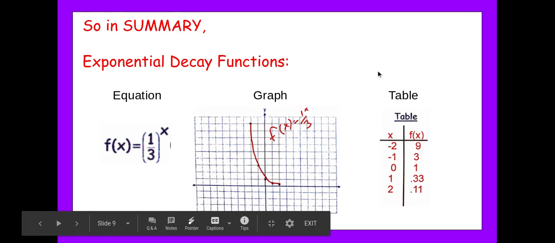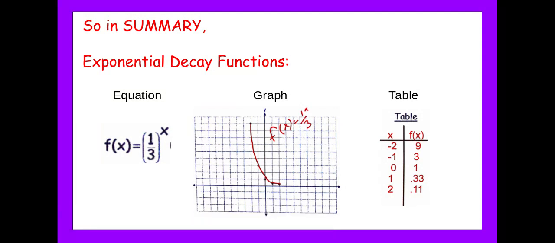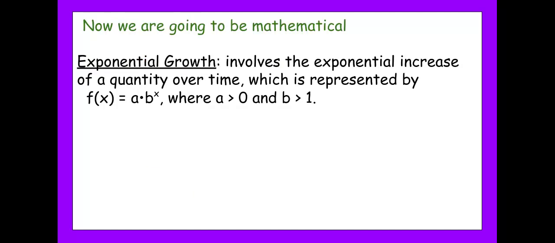These are very important components that we need to take close notice of as we are discovering pieces about exponential growth and decay functions. What I'd like you to do now is look at the more mathematical ways. Exponential growth involves exponential increase of a quantity over time, which is represented by this function, where a is greater than 0 and b is greater than 1. That means a has to be any number greater than 0, but b definitely has to be a number greater than 1. That is going to tell us if it's an exponential growth.